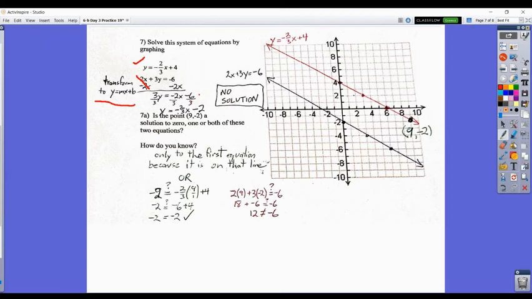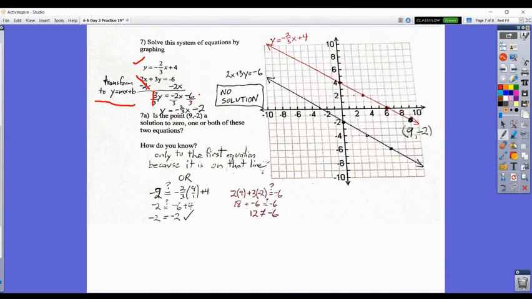Now to get y by itself, divide everything by 3. So 3 divided by 3 gives you 1. Negative 2 divided by 3 is negative 2/3. It's a slope, so a fraction is okay for that. And then minus 6 divided by 3 is negative 2. So y equals negative 2/3 x minus 2.